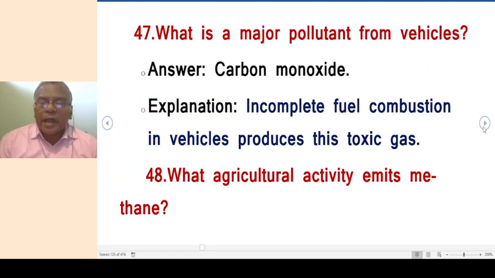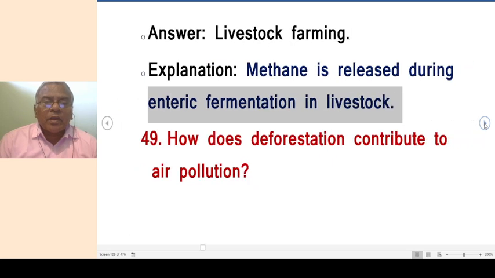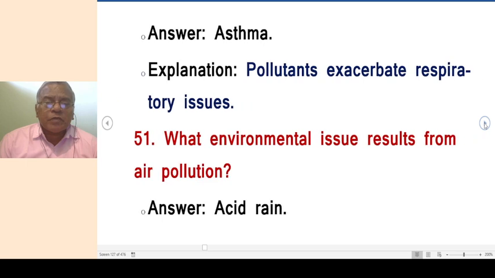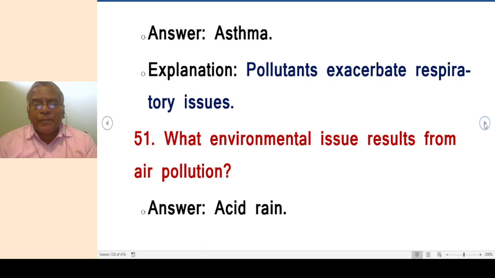What agricultural activity emits methane? That is livestock farming. Methane is released during enteric fermentation in livestock. How does deforestation contribute to air pollution? It reduces carbon dioxide absorption. Fewer trees increase greenhouse gas levels. Which respiratory condition is caused by air pollution? That is asthma. Pollutants exacerbate respiratory problems.